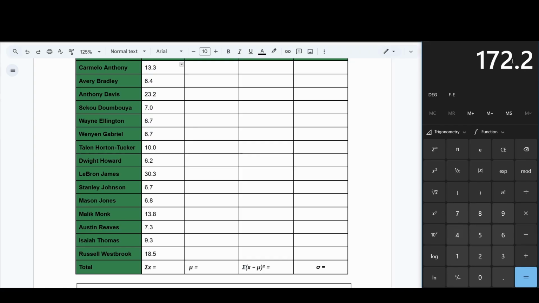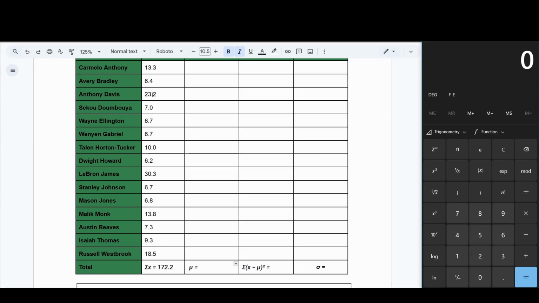Okay, and I got 172.2, so that's my sum of all these data points. So I'll write that in there. For this, we should all have the same numbers at the end. This also wants me to calculate the mu, or the average. So I'm just going to divide this number by the number of data points.